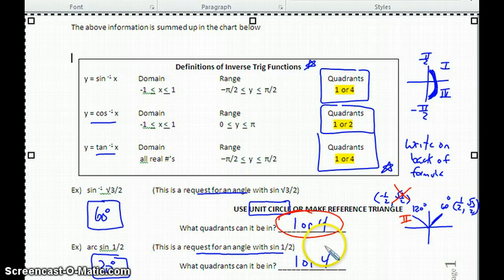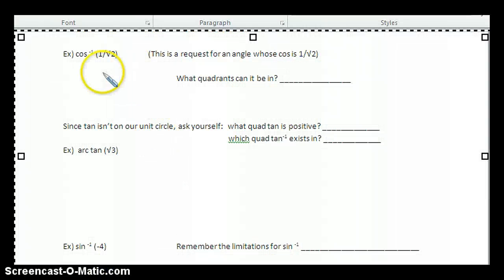So that's why it's important that we understand which quadrants the sine inverse or cosine inverse or tangent inverse exist in. Okay, let's take a look now at the cosine inverse of 1 over the square root of 2. It's a request for an angle that has a cosine of 1 over the square root of 2. So first of all, if we're dealing with the cosine inverse, I know that the cosine inverse only exists in quadrants 1 or 2. Again, that information is being found by looking at that chart on the previous page of the notes. The next problem that I'm coming across is I'm looking for what angle has a cosine of 1 over the square root of 2.